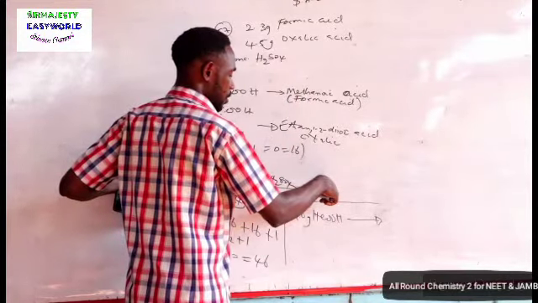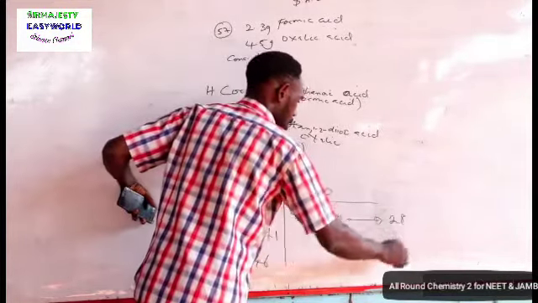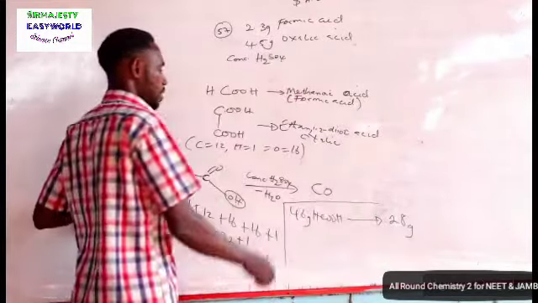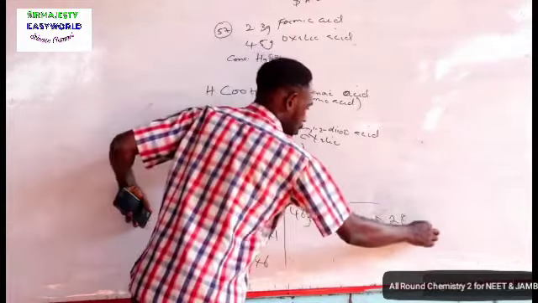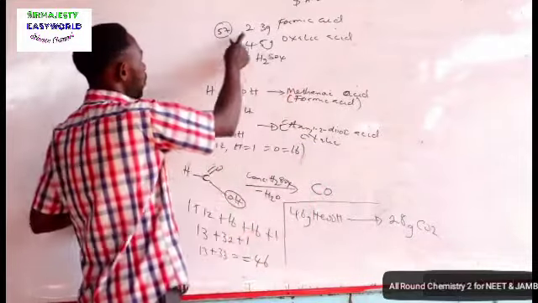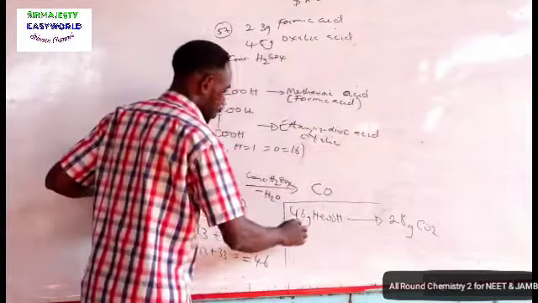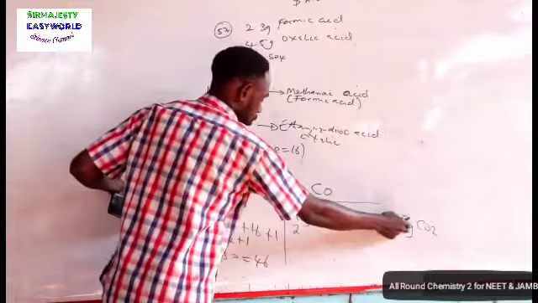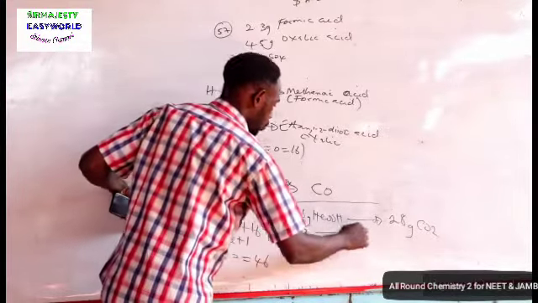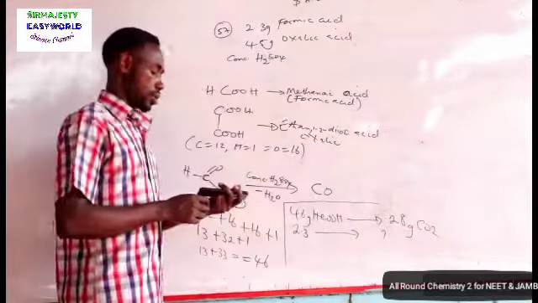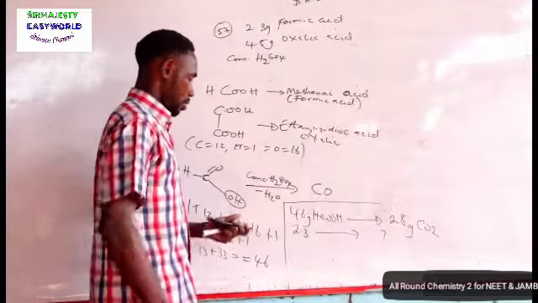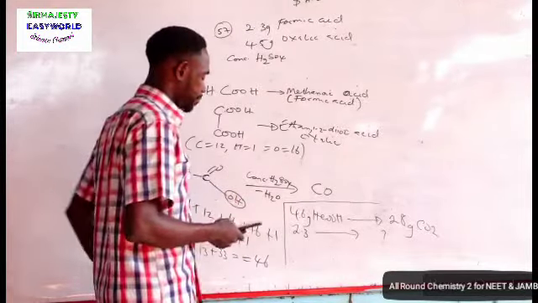12 plus 16 is 28. So we have that 46 grams of this will give us 28 grams. Then from the question, they give us 2.3. So if 46 can give you 28 grams, what will 2.3 produce?